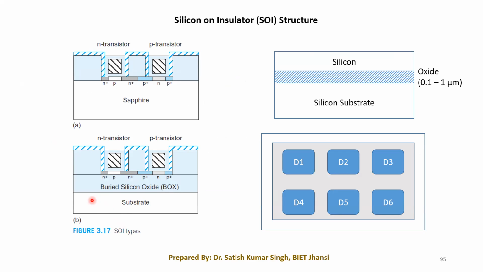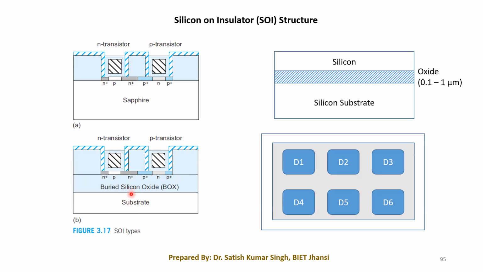One is where we have a substrate, and onto this substrate we form a particular buried silicon oxide layer. After having this buried silicon oxide layer, we grow a thin layer of silicon, and within that silicon layer we fabricate our NMOS or PMOS transistors, as you have seen in the previous case. This is a little bit different from what we have seen in the trench isolation.